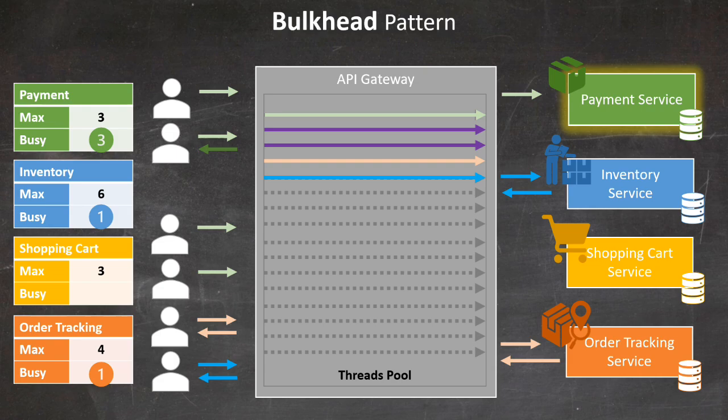By compartmentalizing resources, we prevent issues in one service from consuming all available resources and affecting the entire system. It's like the watertight compartments in a ship. Damage to one compartment doesn't sink the whole vessel. This approach significantly enhances the resilience and stability of our microservices architecture.